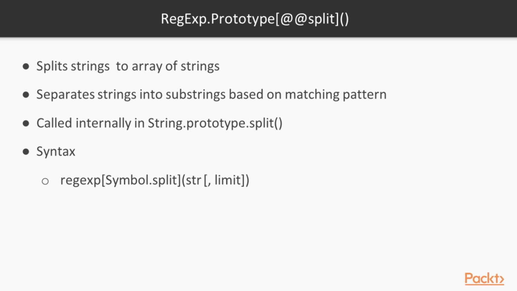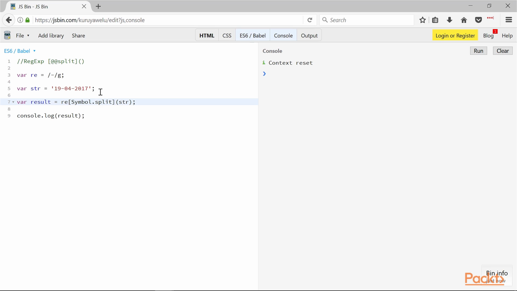Well, let's take a look at the regex.split method. As the name says, this will split the string into an array of strings. The separation of strings into substrings is based on a matching pattern that you define. This is internally called in String.prototype.split, but with the introduction of the RegExp.prototype split method, you can now call it directly. The syntax is take the regular expression object, then just say Symbol.split, pass the string. The optional limit parameter basically tells how many substrings need to be made when it splits the string.